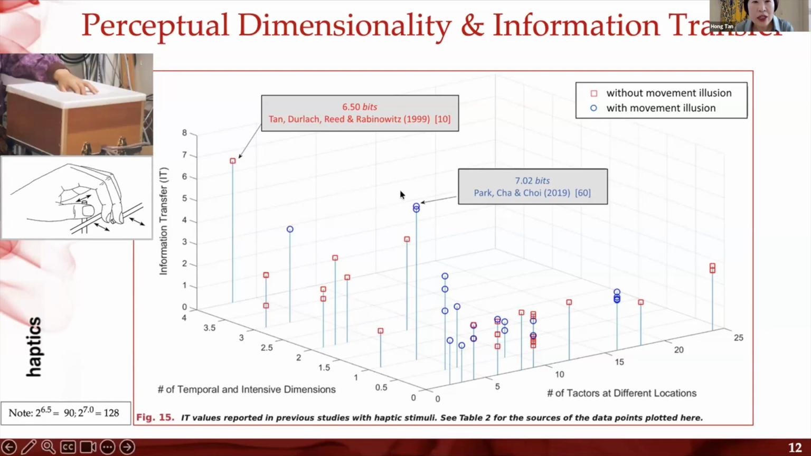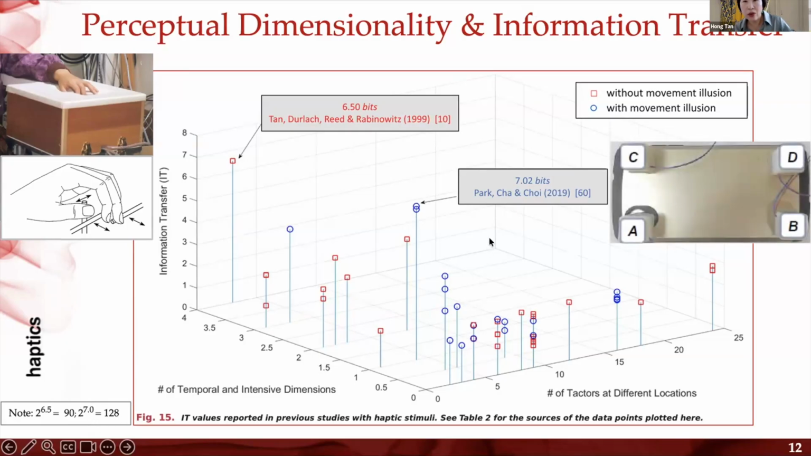So now let's go to the blue circles. This study here by my former student, so I cannot be too mad at him for breaking my record, got 7.02 bits. Now, 6.5 to 7.02 does not appear to be a huge difference, but remember, every time you increase 1 bit, it's a doubling of the number of stimuli, right? So if you look at the note I have put here, 2 to the power of 7.0 is 128 signals.